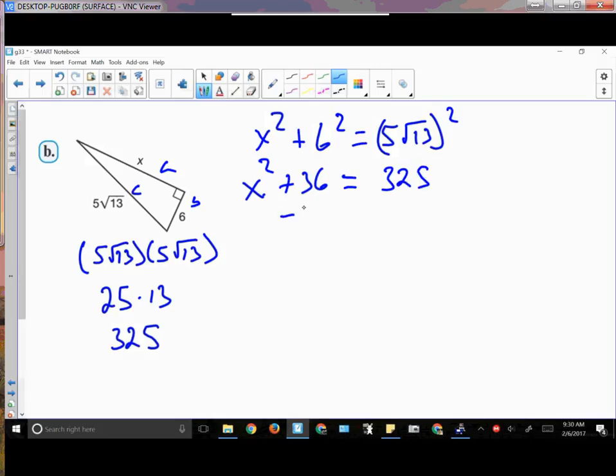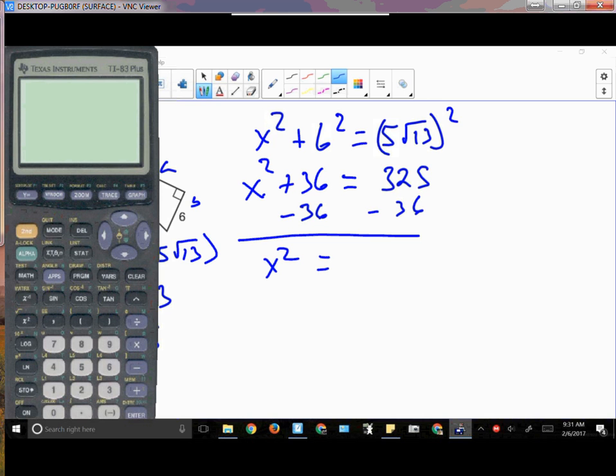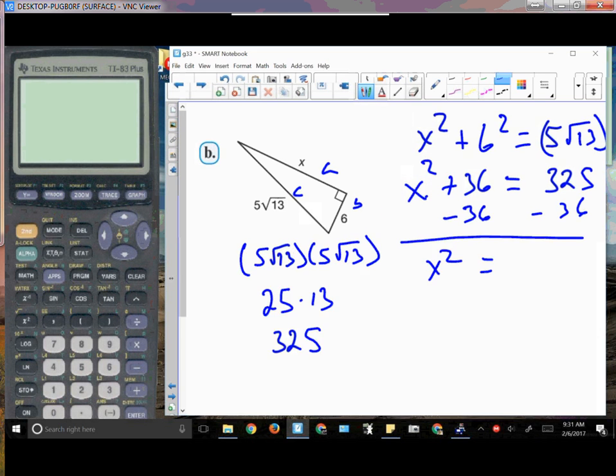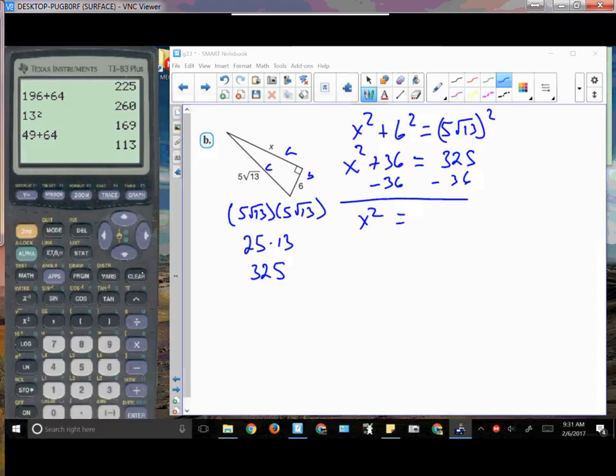Now I have to subtract 36 from both sides, and I end up with x squared is equal to, now I'll break out the calculator because I really don't want to mess that up. 325 minus 36, and I end up with 289. Now, there are going to be times where you're going to look at this and say, I have no idea. It doesn't matter. Pop it into the calculator and see what you get.